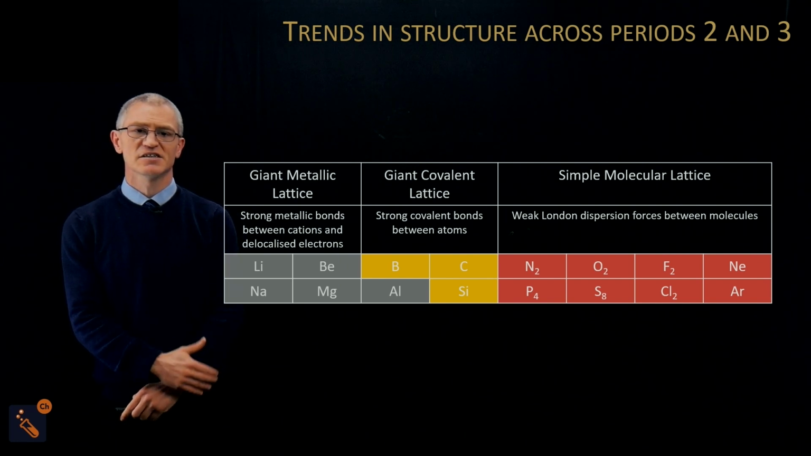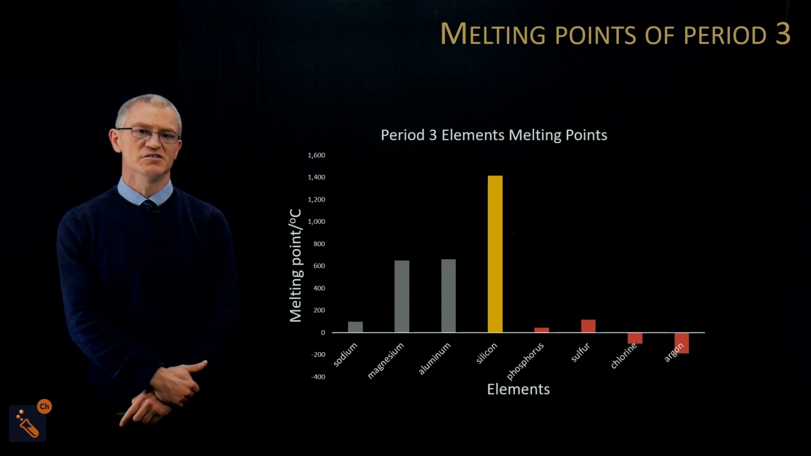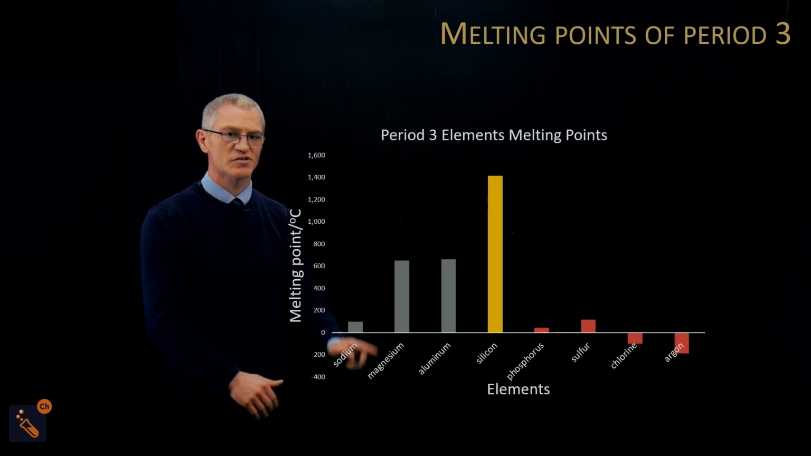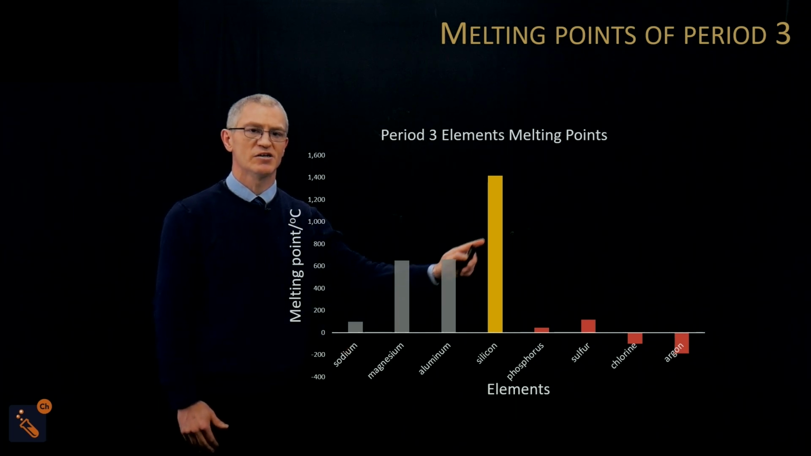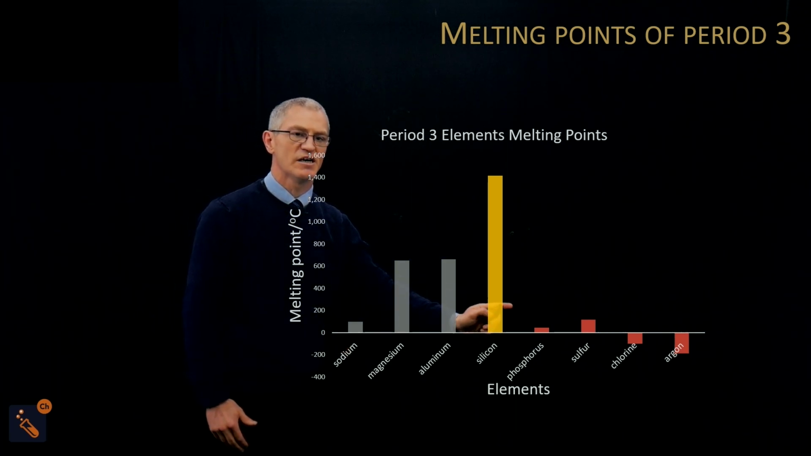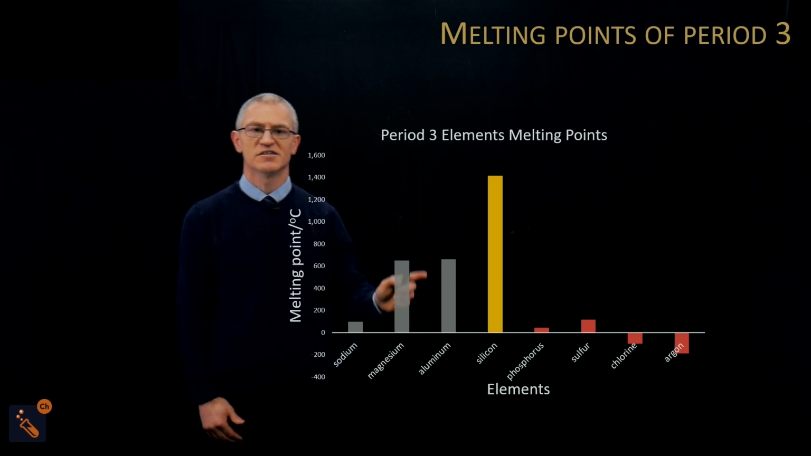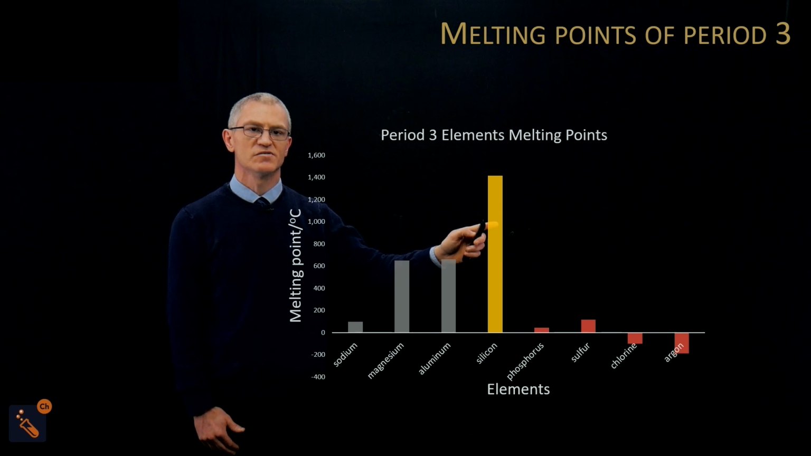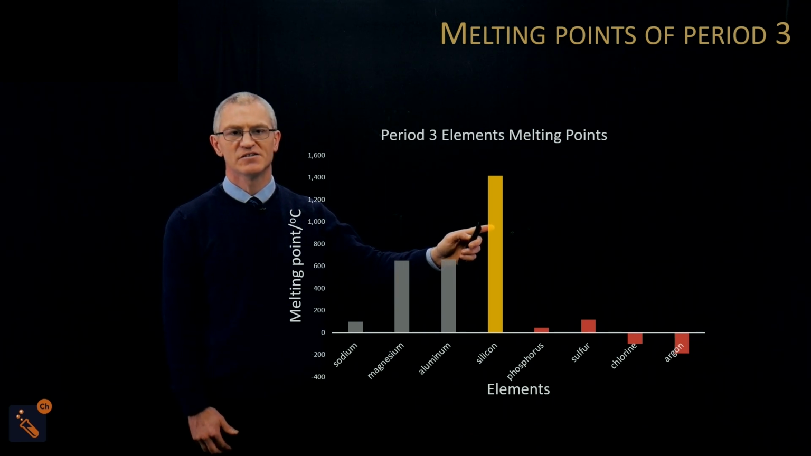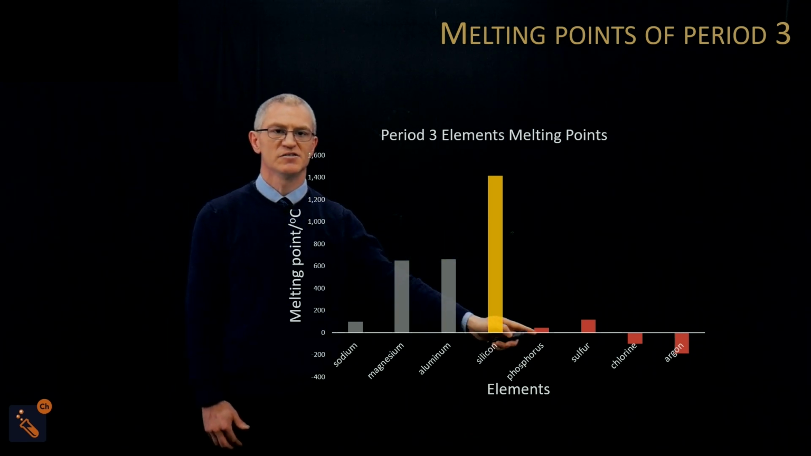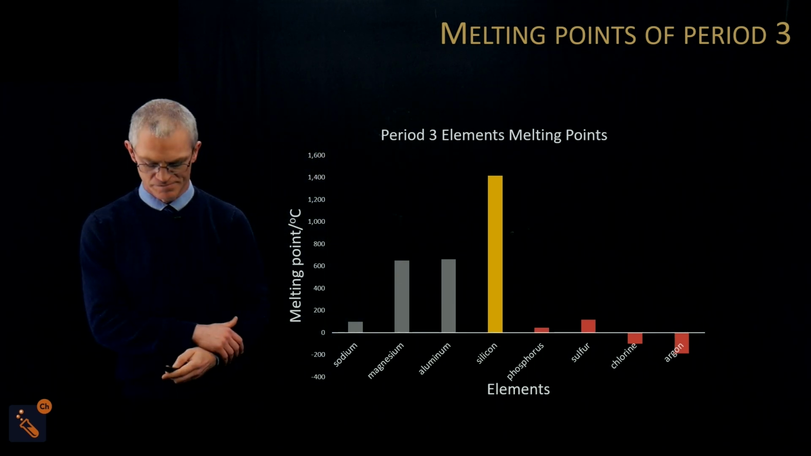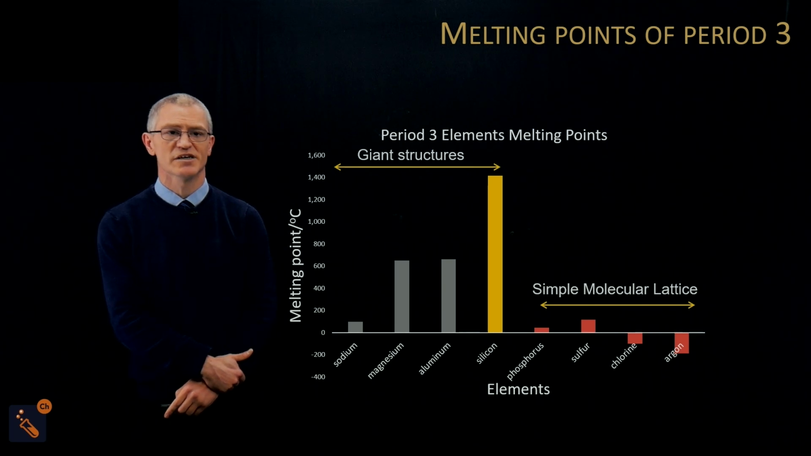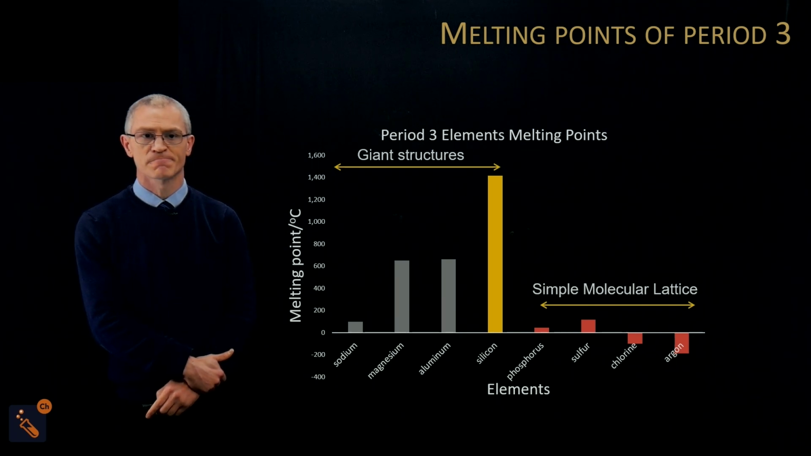So let's consider the actual range in terms of the melting point. So we've got the period 3 elements here, and we've got sodium to magnesium to aluminium to silicon, and then we go down. And we've colour-coded these in the same way we colour-coded the table. So basically you've got the metals, you've got the giant covalent lattice, and then you've got the simple molecules over here. To make that a little bit clearer, here are giant structures, and here are simple molecular lattice structures.